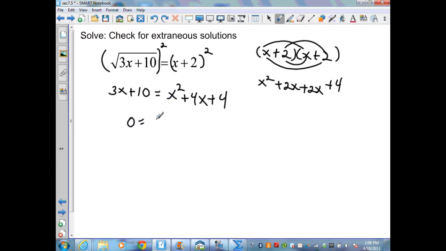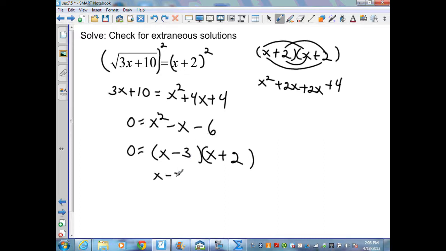Gives me 0 equals x squared. 4x minus 3x is going to give me a negative x. And subtracting 10 gives me a negative 6. Now I need to factor. That's going to give me x, and that's going to be a minus 3 plus 2. x times x is x squared, minus 3x plus 2x is a negative x, and a negative 6.